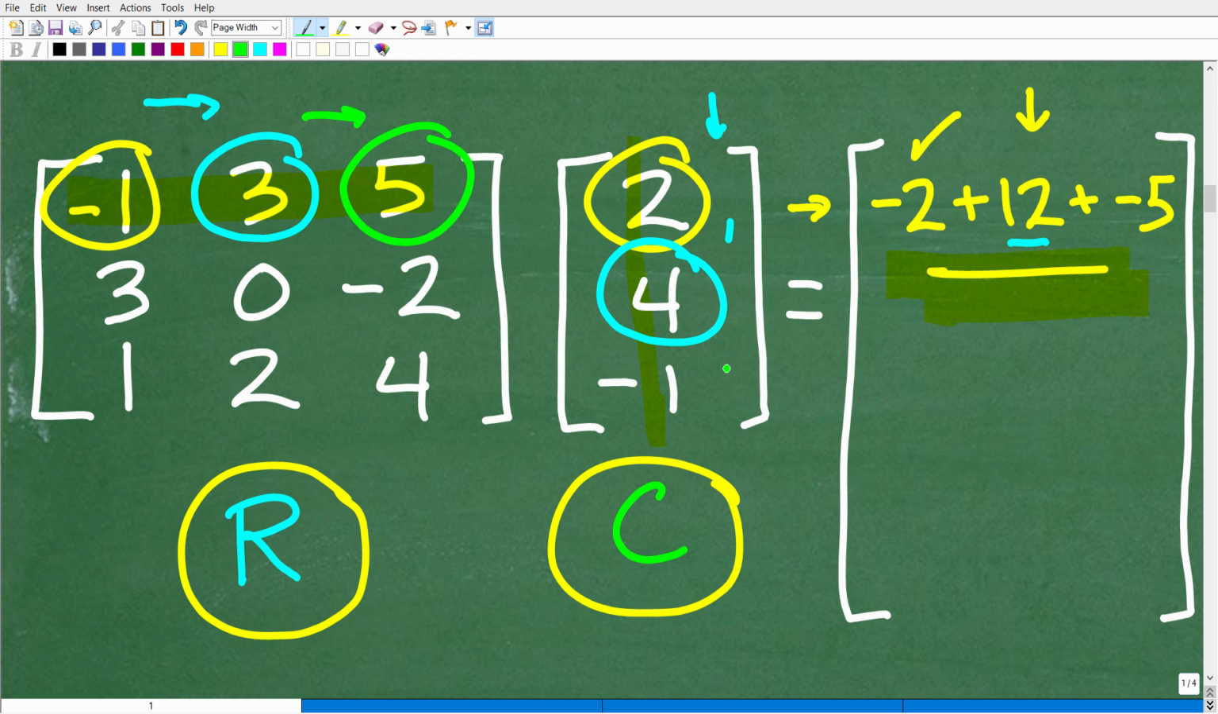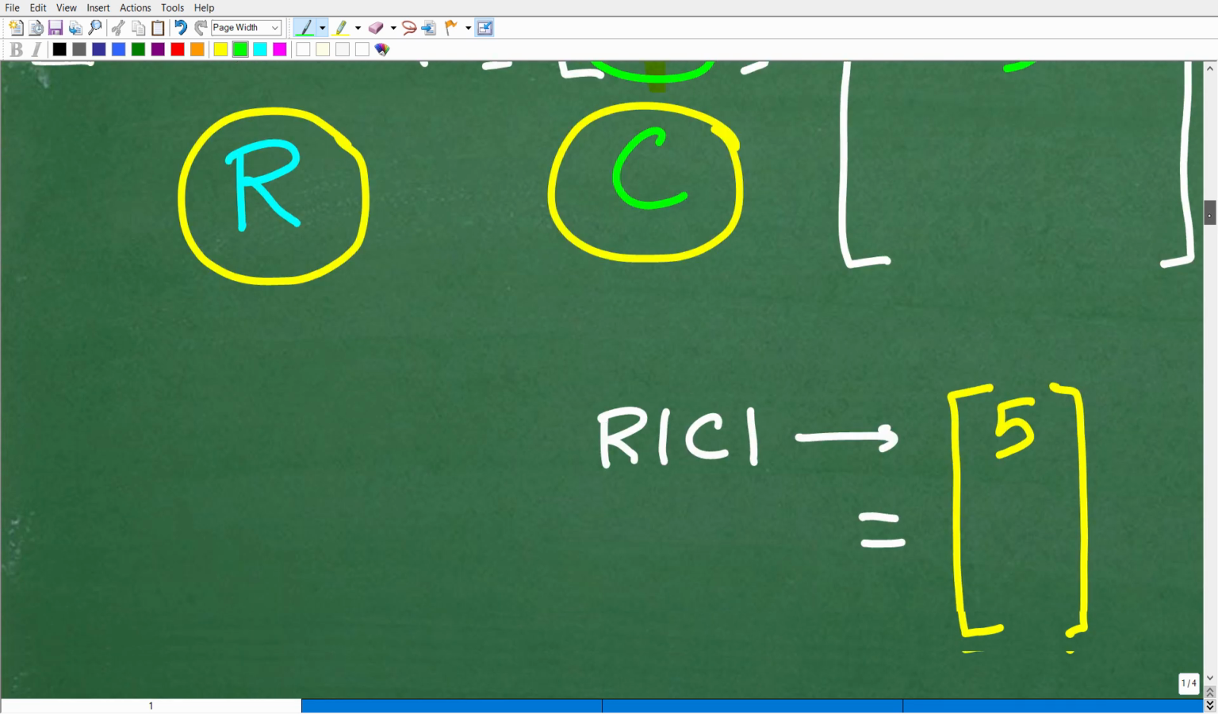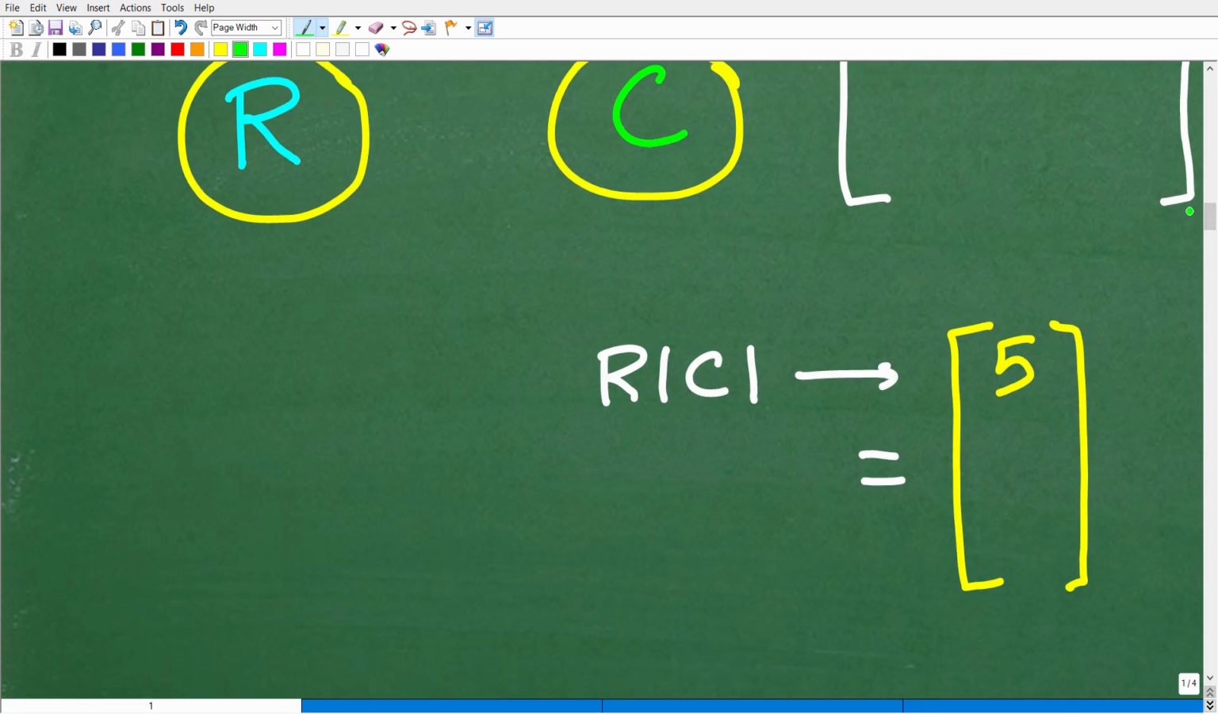And then lastly, we're going to add that to the results. We're just going to scoot over one more time until we are out of numbers, so we're going to be using 5 and -1. So 5 times -1 is -5. And when we do this, we have -2 plus 12 is, of course, positive 10, plus -5. So our answer here is 5. That is our correct answer for this entry. Our answer is 3 by 1. We have row 1, column 1, so our answer here is 5 in the row 1, column 1 position.